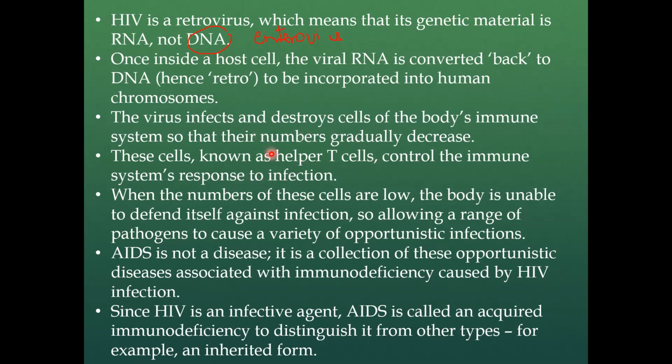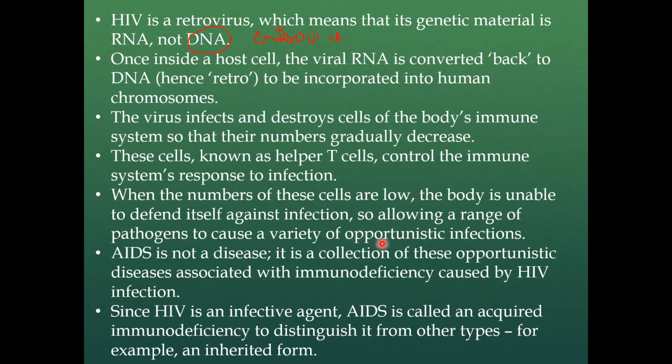Since this virus is destroying these cells, the number of lymphocytes becomes less. So the person's immunity will become very low. As the number of these cells reduces, the body is unable to defend itself against infection. This allows a range of pathogens to cause a variety of opportunistic infections. Opportunistic infections are the ones where, since the immunity is low, these pathogens will strike, and they will affect the person.